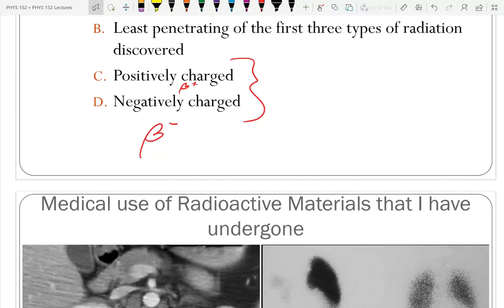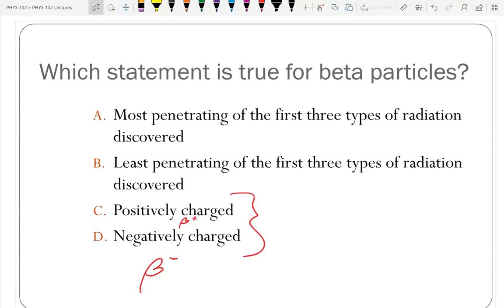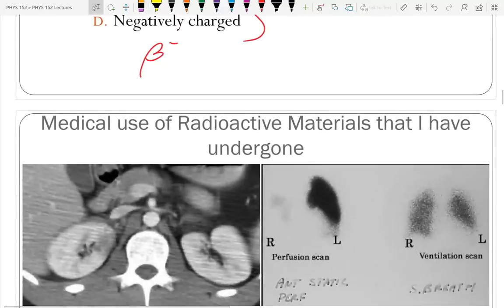So these bottom two answers, a beta particle, some are positively charged, some are negatively charged, so neither C or D would have been the correct answer because some are positive, some are negative. If I'd said a beta minus, then it would have been negative. If I'd said beta positive, it would have been plus.